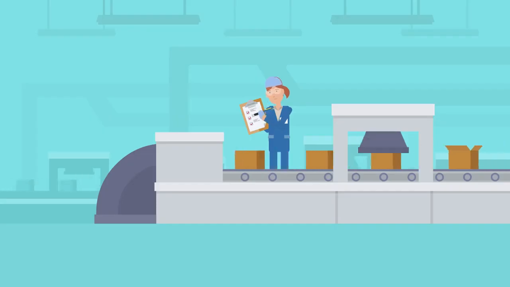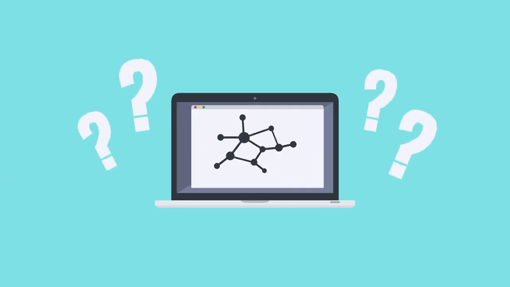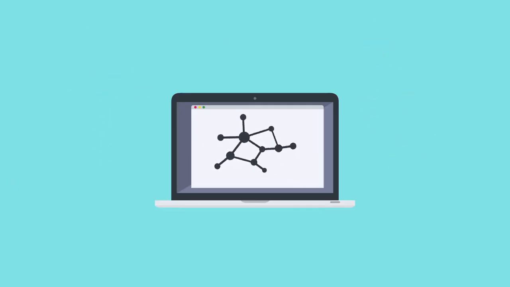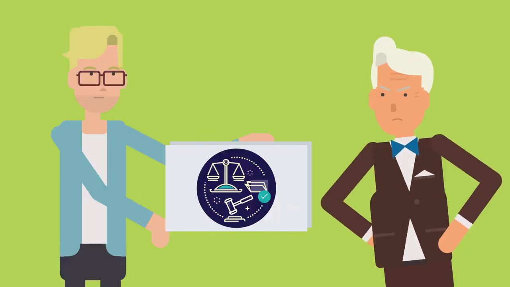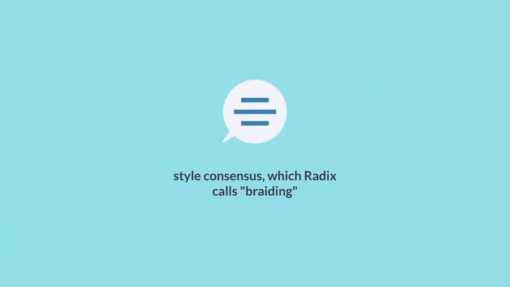Cerberus presumes that each transaction can specify precisely which shards are relevant, and thus must be ordered for a specific transaction. This requires a specialized application layer that can specify how shards are used and relate to each other. The ability to identify only relevant shards enables Cerberus to employ a new form of BFT, which stands for Byzantine Fault Tolerant, style consensus, which Radix calls braiding.